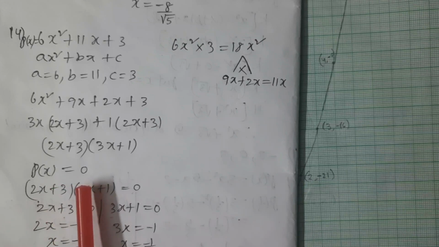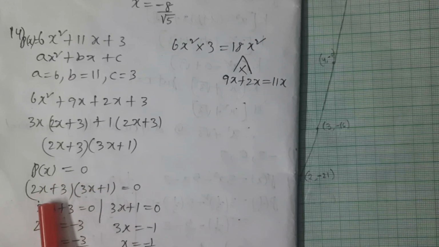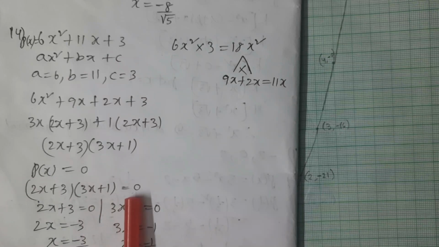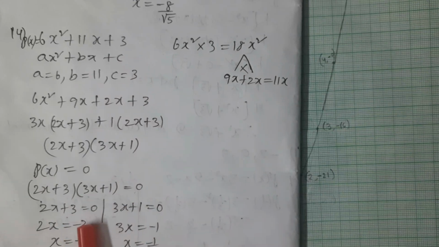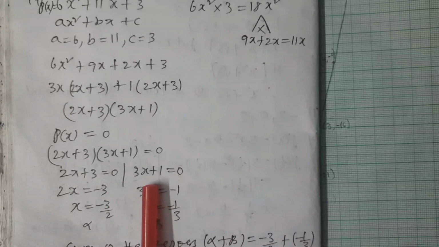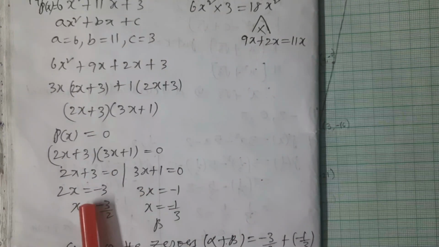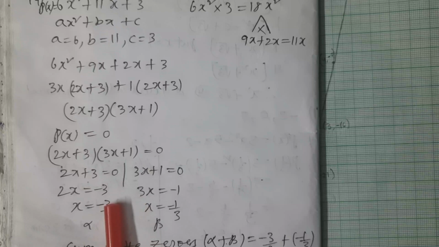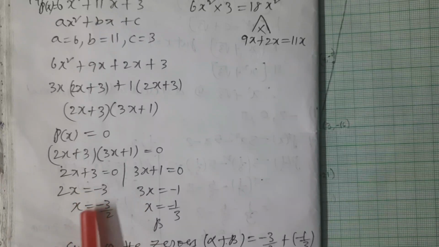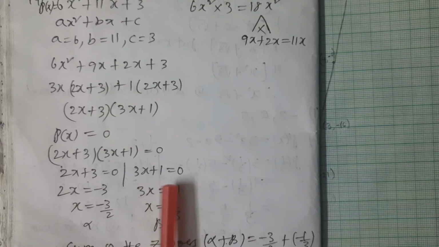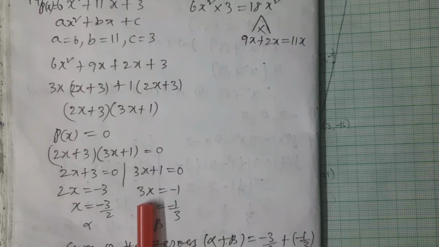So p of x, we should equate with 0. p of x is equal to 0. 2x plus 3 into 3x plus 1 is equal to 0. 2x plus 3 is equal to 0 and 3x plus 1 is equal to 0. So 2x is equal to minus 3, because transposing that side, plus becomes minus. x is equal to minus 3 by 2, because multiplication this side divides. So this is alpha. 3x plus 1 is equal to 0, 3x is equal to plus 1 becomes minus 1. x is equal to minus 1 by 3, because multiplication that side divides. This is alpha, this is beta.